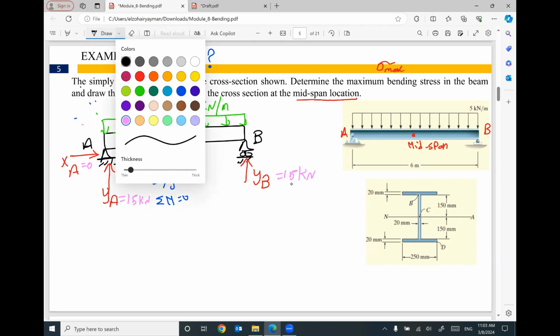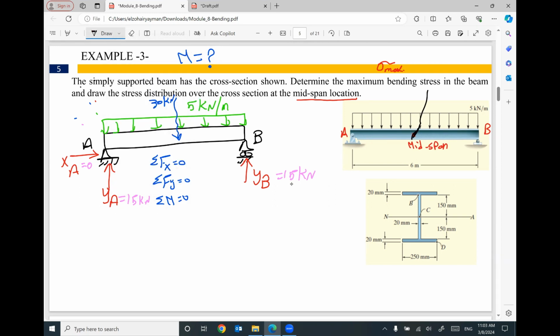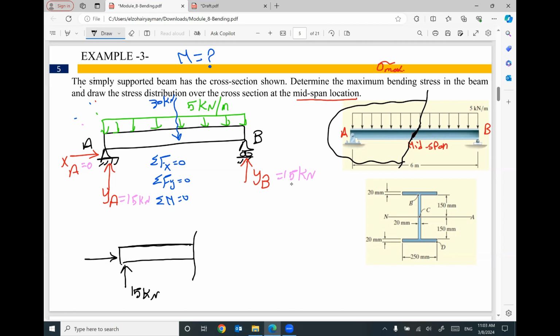Then I will do a cut at the mid-span. And I'm going to use the left part. Actually, if you use the right part, that's fine. So here is the part you are working with, and here is your cut. Keep in your mind, on the left side, I will have this reaction 15 kilonewton, this reaction 0. I will have this part of the distributed load, and this distance will be 3 meters. The value of the distributed load is 5 kilonewton per meter. This part of the distributed load is equivalent to 5 times 3, which is 15 kilonewton.